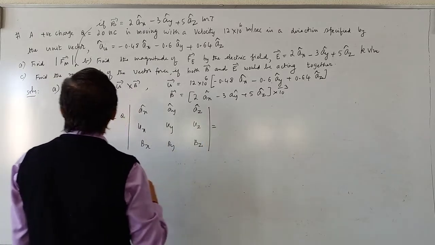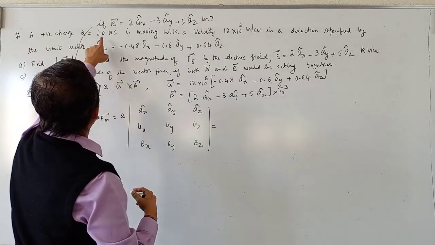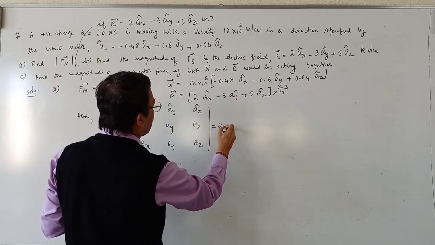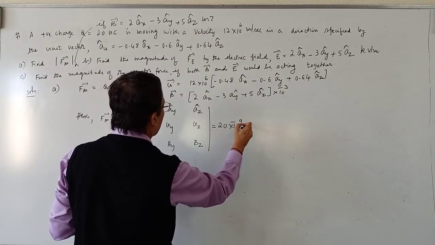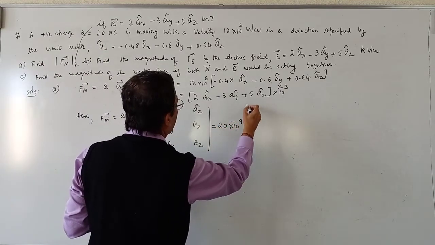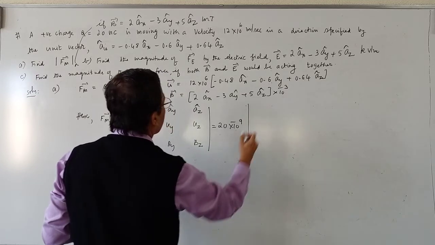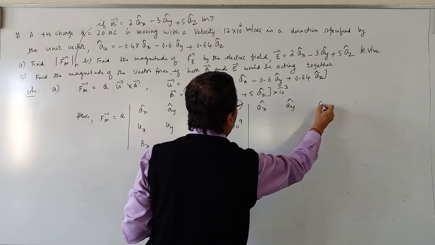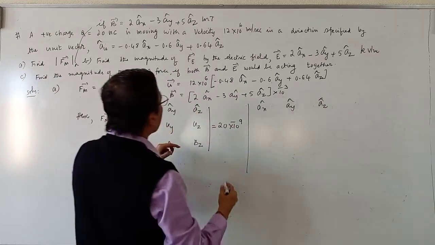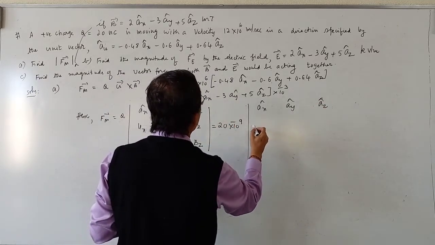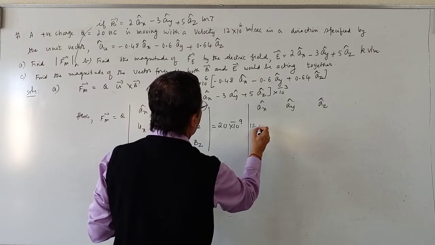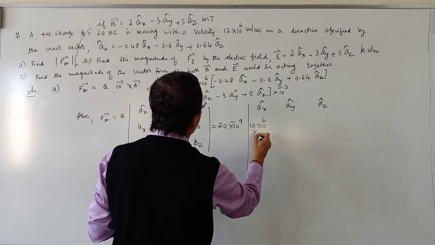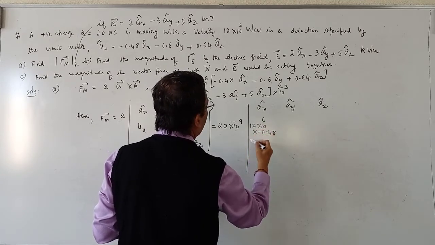What is q? Q is 20 nanocoulombs. Therefore, it is 20 into 10 to the power minus 9. Correct? Determinant ax cap, ay cap, az cap. What is ux? Ux is minus 12 into 10 to the power 6 into minus 0.48.